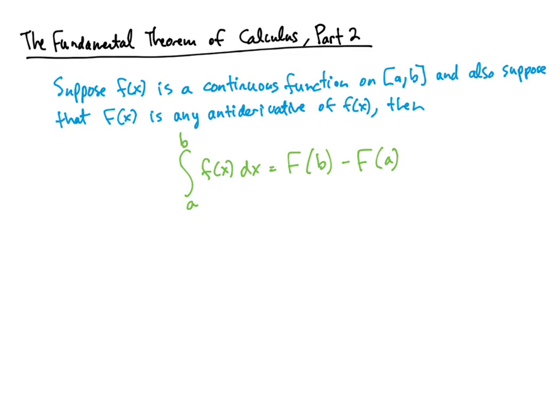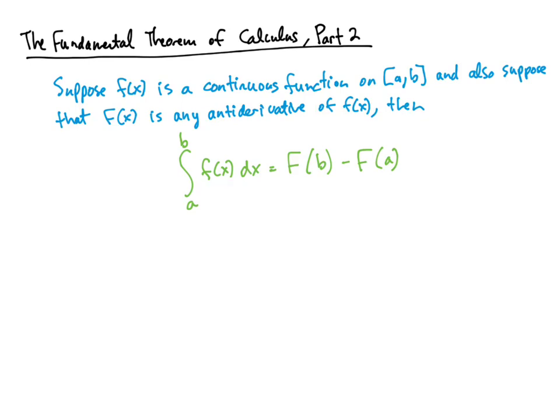So now we'll move on to the second part of the Fundamental Theorem of Calculus, which says, suppose lowercase f of x is a continuous function on the interval a to b, and also suppose that capital F of x is any antiderivative of that function, then the definite integral from a to b of f of x dx is equal to the antiderivative, which is capital F, evaluated at b, minus the antiderivative of lowercase f evaluated at a.